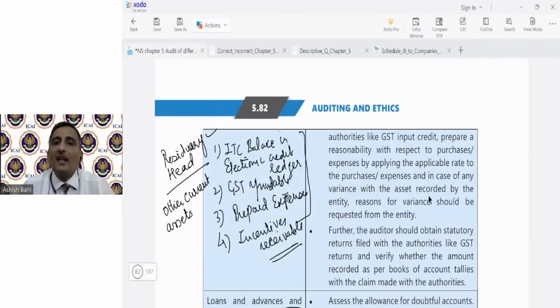Similar is the case with GST refundable or incentive receivables. If some incentives are receivable, obviously you would see what is the nature of these incentives, what is the basis of accounting of these incentives in the books of accounts, how they are expected to be realized, and what are the government or statutory authorities' guidelines in this respect.